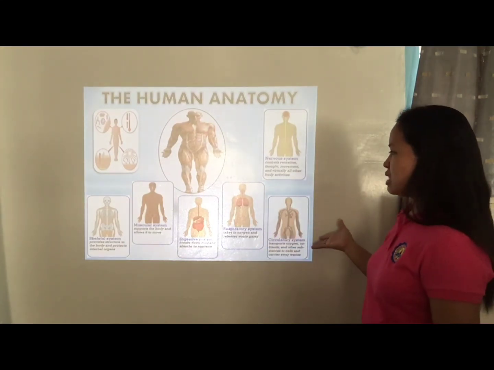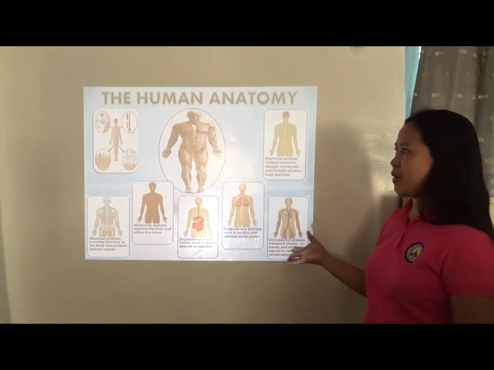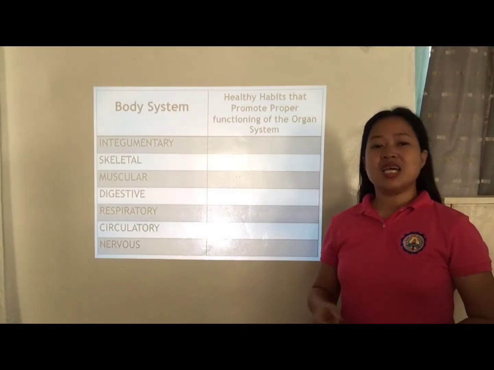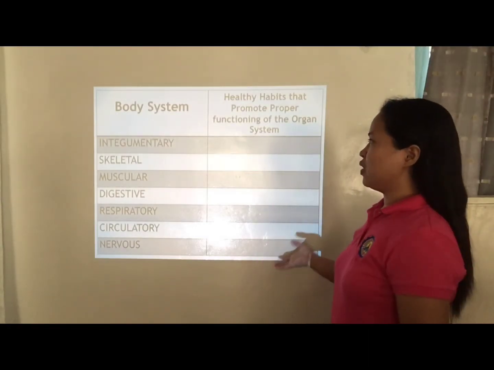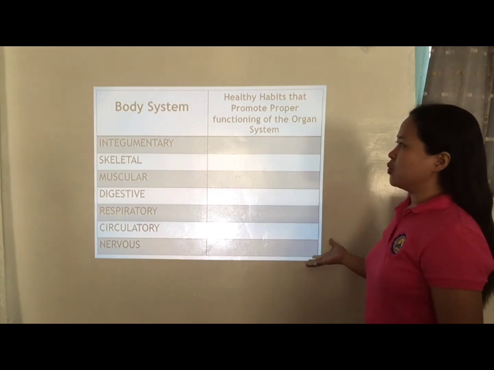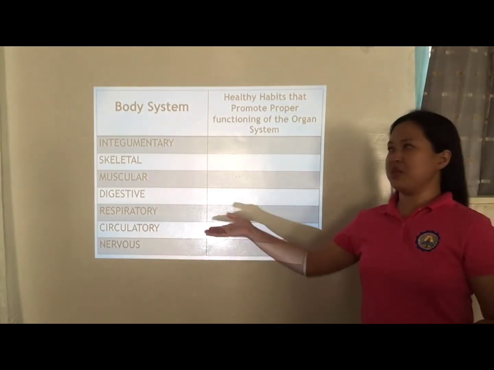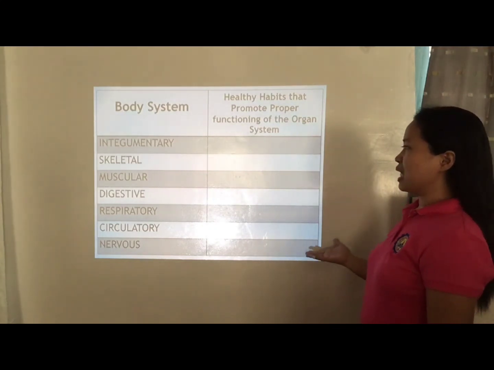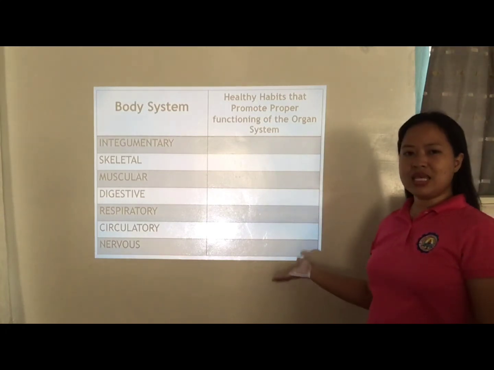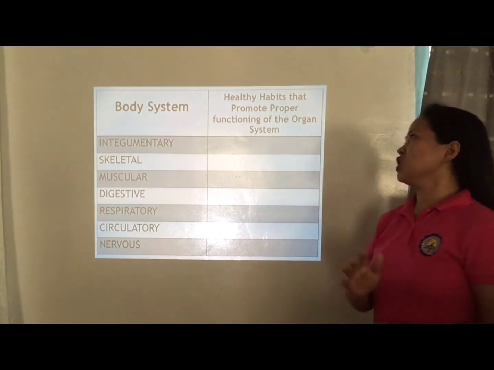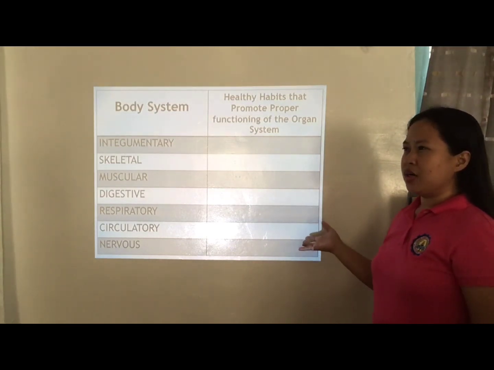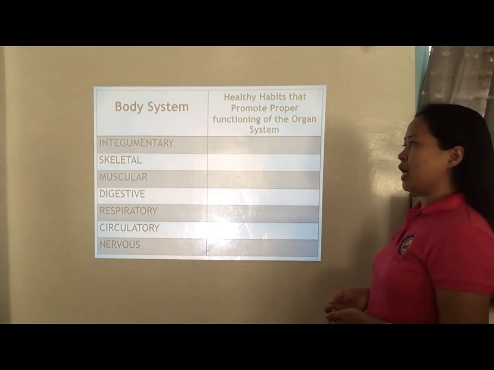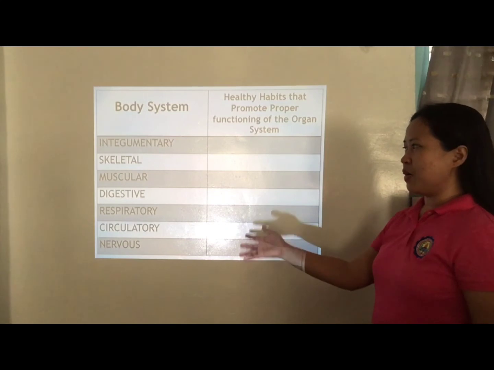So, I think may mga ibang body systems na hindi natin na-discuss or hindi kasama dito, but aware naman kayo dun sa iba't ibang mga systems na yun. So, this time guys, meron ako ditong isang chart, which is, nakapaloob dito yung iba't ibang body systems natin. So, meron lang ako ipapagawa sa inyo, maglalagay lang kayo dito sa part na to ng mga healthy habits that promote proper functioning of the organ system. So, ilalagay nyo lang dito ano ba yung mga dapat nating gawin para mapanatili natin na nagfa-function ng maayos yung iba't ibang body system natin.